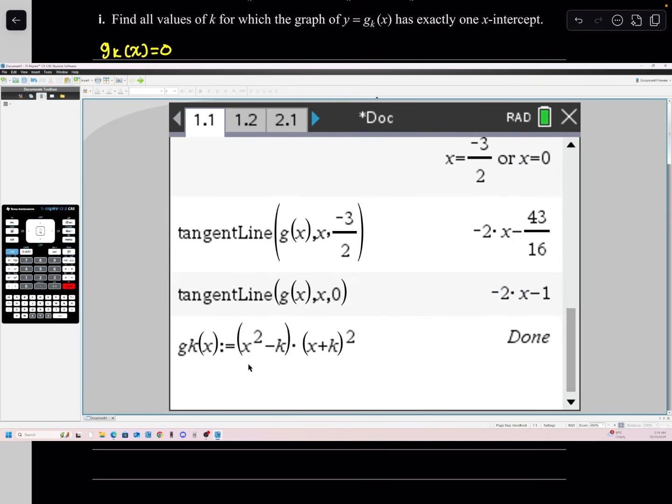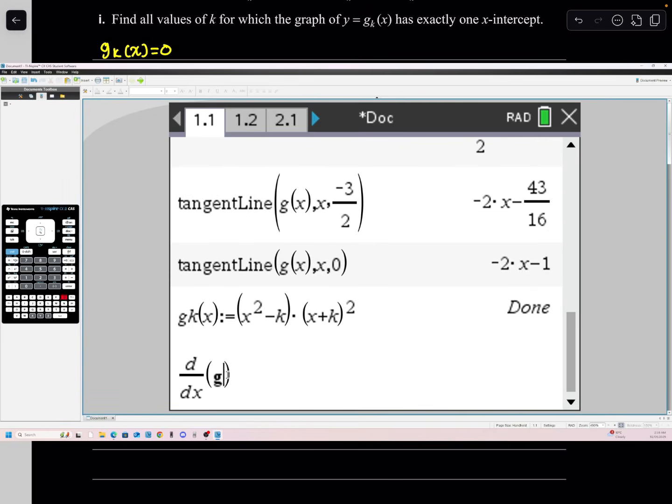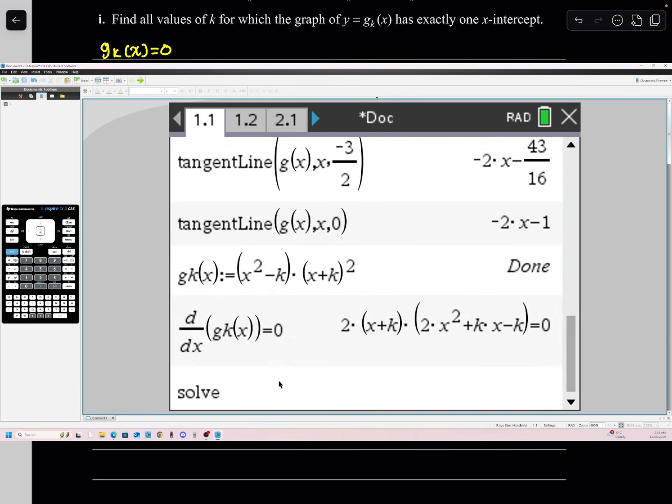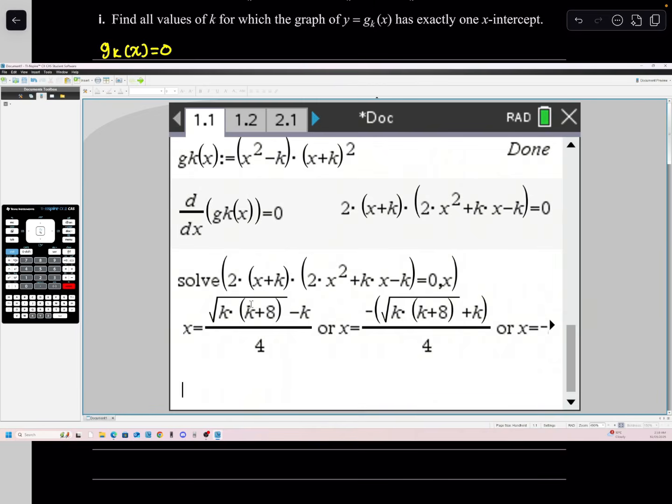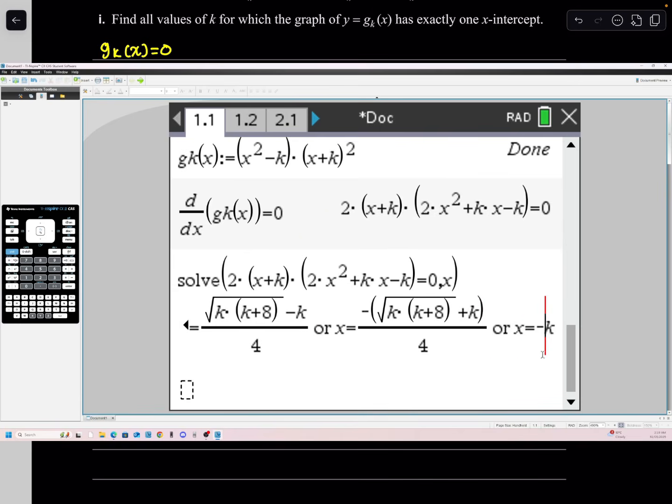Okay, so we know that to find any stationary points, how do we do it? Well, of course, we have to derive it. So derive gk of x, and we let the derivative equal 0. And of course, we solve for x. And here it is. So we got one stationary point, another stationary point, and another. We have 3 stationary points. Remember, we want exactly one stationary point, so we need to think about it.